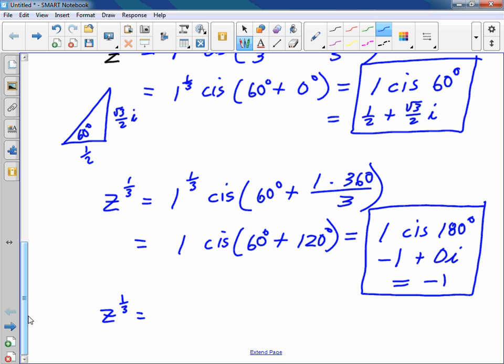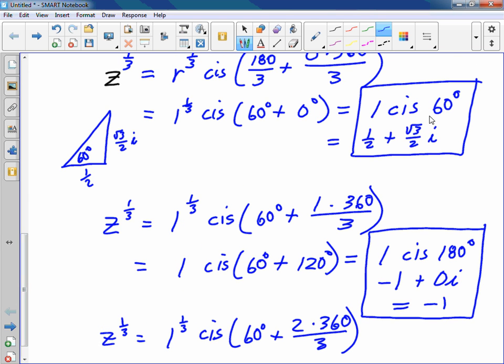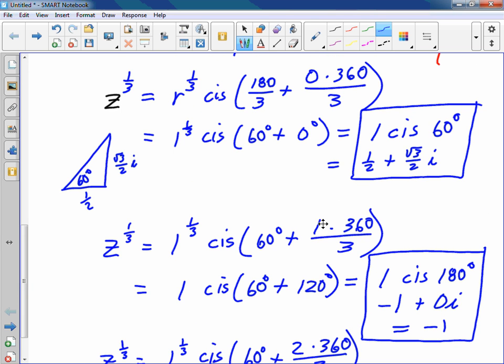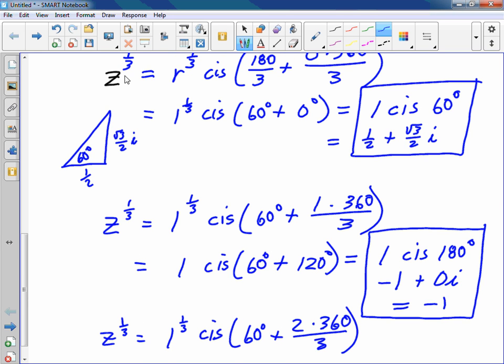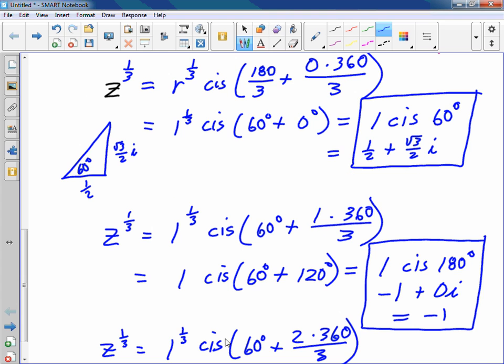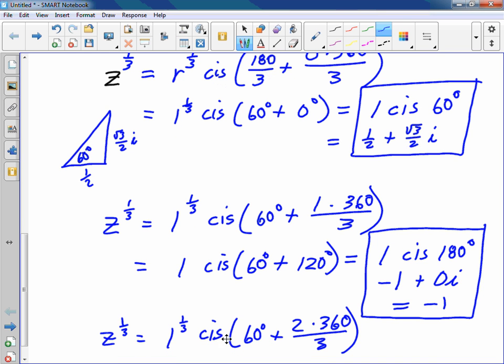z to the 1/3 equals 1 to the 1/3 cis 60 plus 2 times 360. Now this is my last k. So notice here we said k equals 0, k equals 1, and k equals 2. And we're stopping here because this is the third power. Remember, the third power, n equals 3, minus 1. So n equals 3 minus 1 is 2, 1, and 0. So that's where we stop.